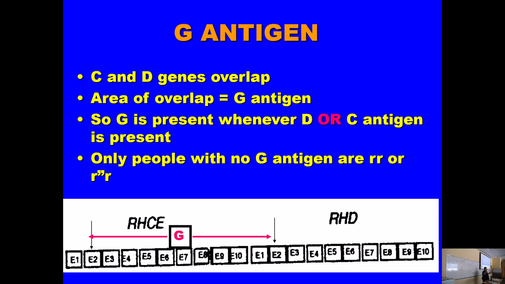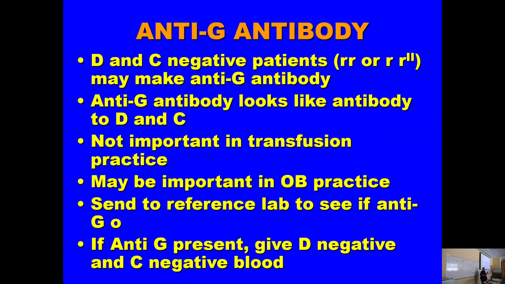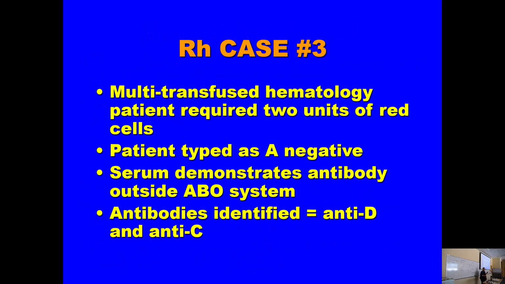G antigen is where the D and the C overlap. We sometimes see this. The only people we don't see this with are those that don't have big G antigen. They're going to be your little r, or little r prime. You can read through anti-G. It's not that big of a deal. We sometimes see it. It looks like anti-D and anti-C together, but when you actually break them down, it's not. So if you have anti-D and anti-C, but you don't have D or C, it's actually probably going to be a G.